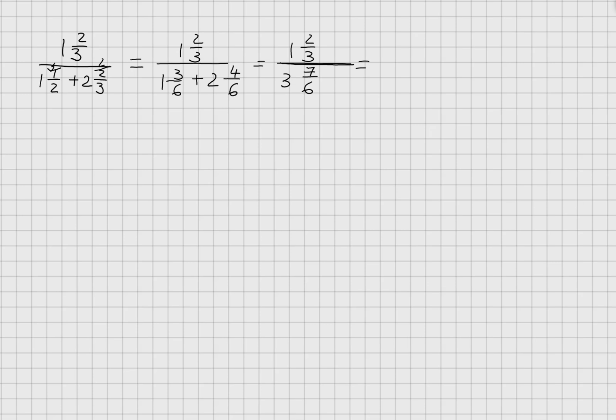1 times 3, 3, plus 2, 5 over 3, over 3 times 6, 18, plus 7, 25 over 6. And now, exactly what we did, we're going to turn this into a division. It is a division, but we're going to write it as such. 5 over 3 divided by 25 over 6 equals the two steps in a division.